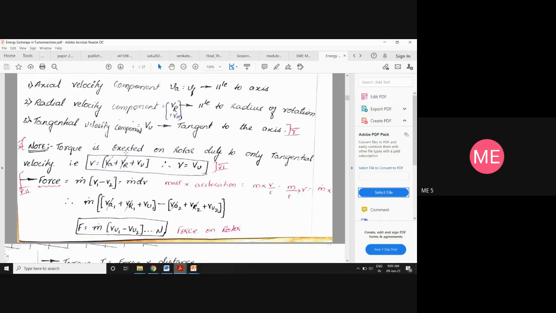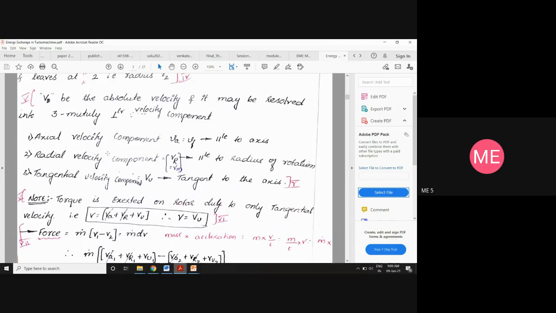Here I cancelled off VR and VA because I have written the reason here. VA is the axial component, which is parallel to the axis. VR is the radial component, which is parallel to the radius of rotation. VU is the tangential component, which is tangent to the axis.